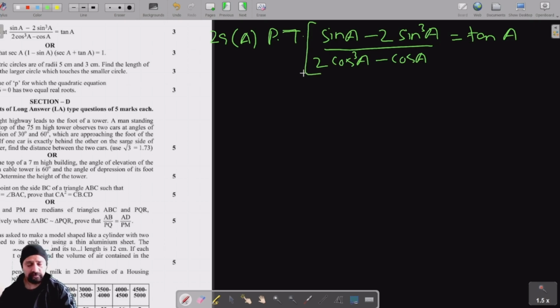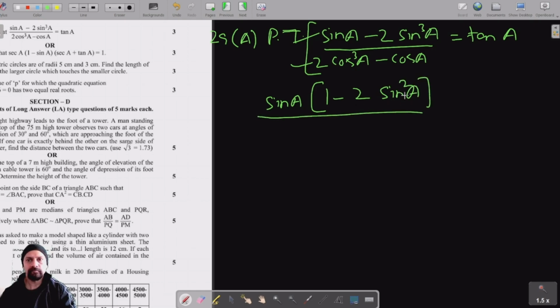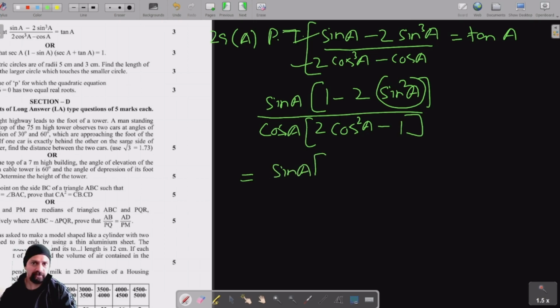Now let's consider this LHS, and for the numerator and the denominator we can take sin A common. So this gives me sin A times (1 minus 2 sin square A), and for the denominator the common factor is cos A, which leaves (2 cos square A minus 1). Now we know that sin square A is 1 minus cos square A. So we are going to replace the value of sin square A, and instead of sin square A we write 1 minus cos square A.